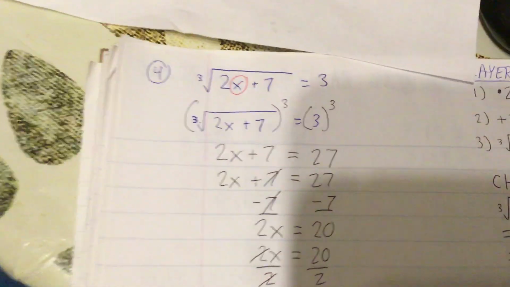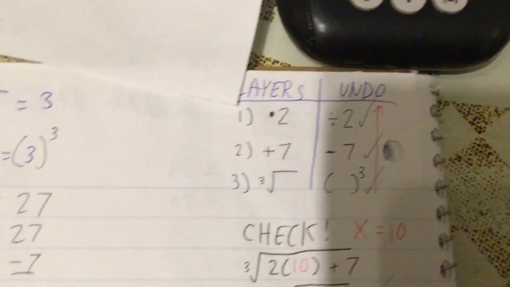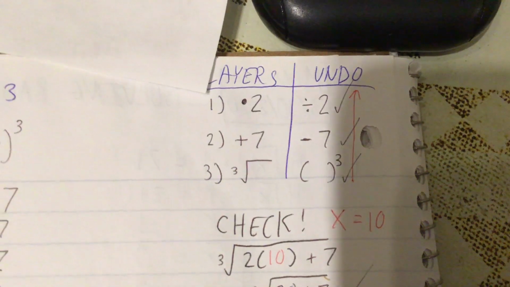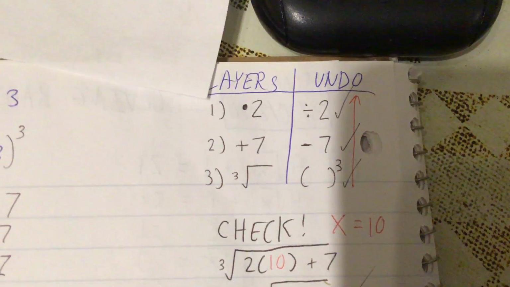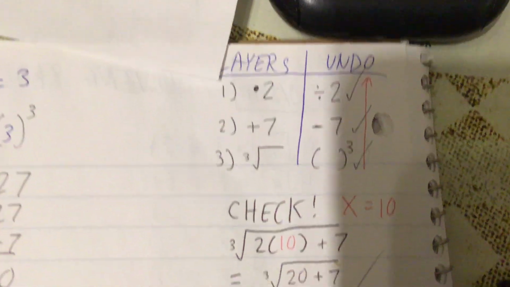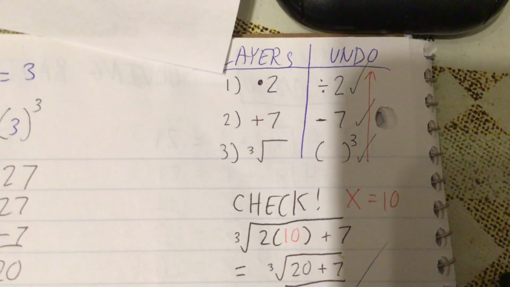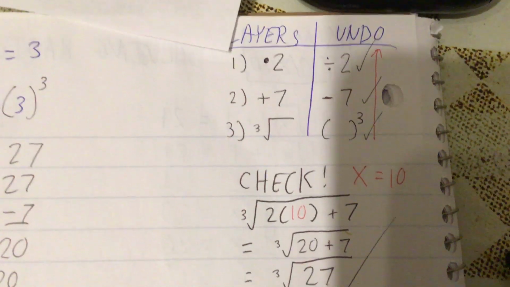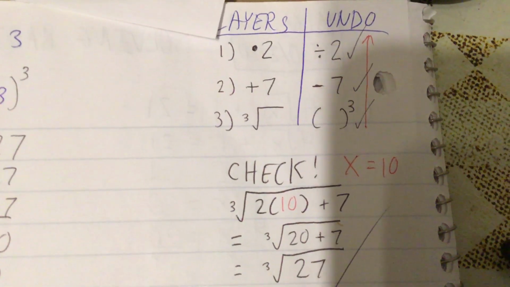I'm going to check my work on the right. First things first, I'm going to plug in x equals 10. So 2 times 10 is going to get multiplied. So that's 20 plus 7 in the cube root. And that's the cube root of 27, which is what we wanted, 3.